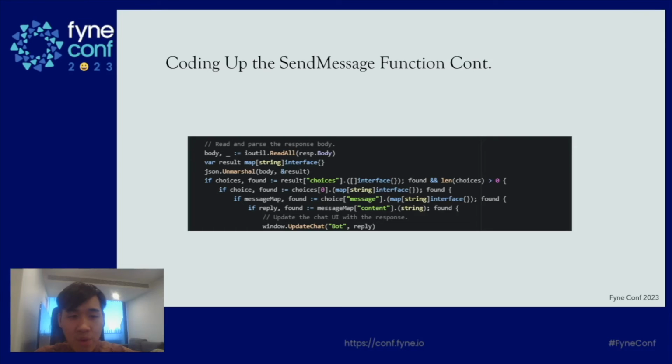In reading and parsing the body, we can see how we are doing this based on this particular code. We're basically picking the best choice out of what is returned from ChatGPT, mapping it accordingly, and updating the chat UI with the response, so that we're able to see it in action when we look at it from the interface itself.